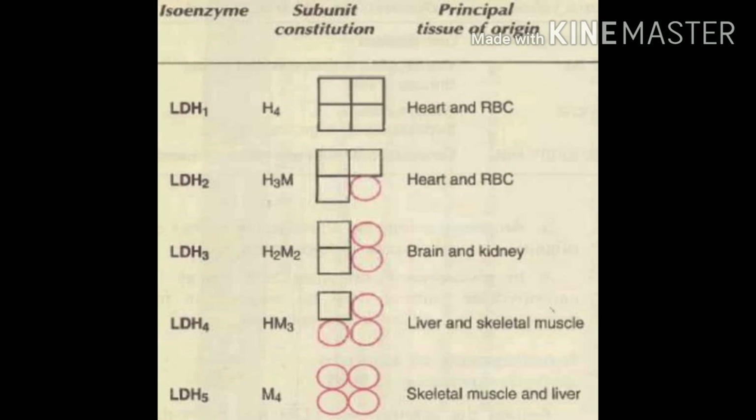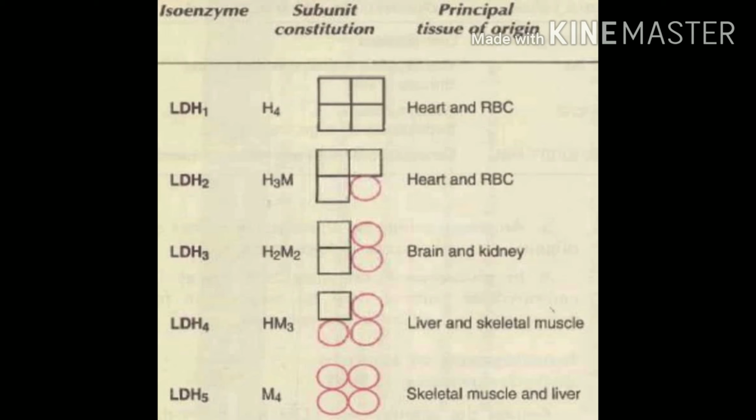Now in the table, the isoenzymes, their subunit constitution and principal tissue of origin are given. The first, LDH1, consists of 4 subunits of H and the origin is heart and RBC. The second is LDH2, which consists of H3M. The structure is given in the table. It has origin of heart and RBC.